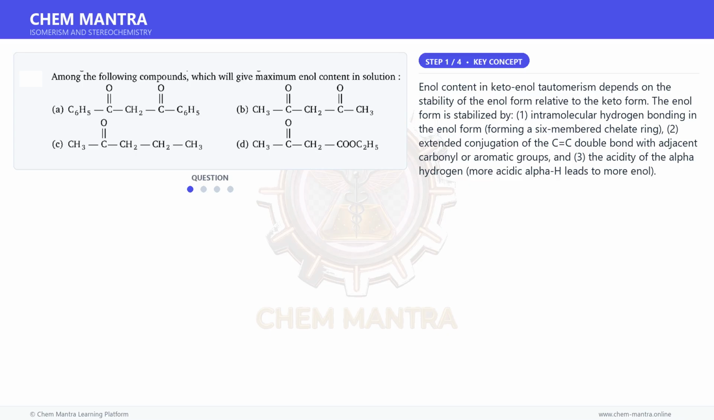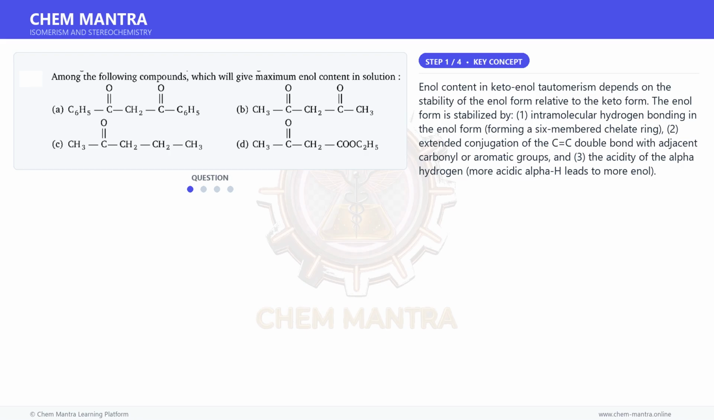Enol content in keto-enol tautomerism depends on the stability of the enol form relative to the keto form. The enol form is stabilized by 1. Intramolecular hydrogen bonding in the enol form, forming a 6-membered chelate ring.